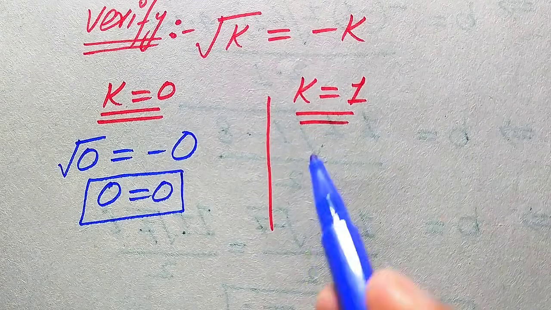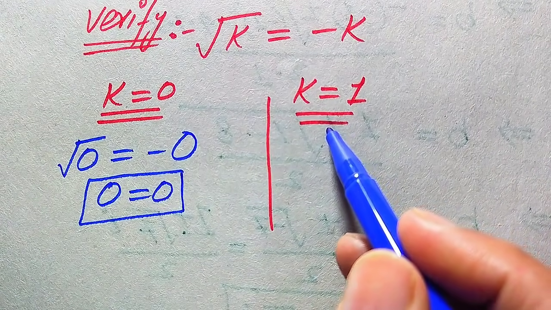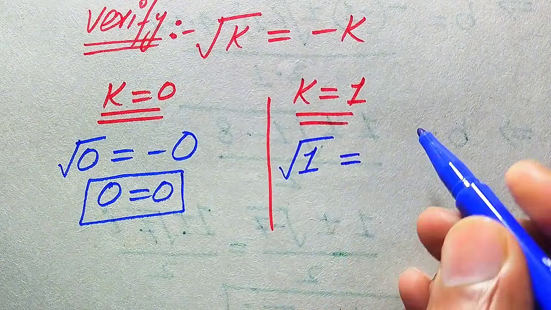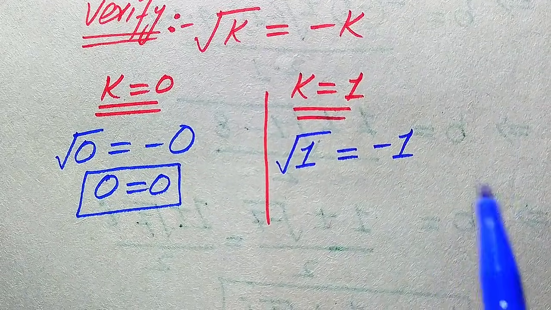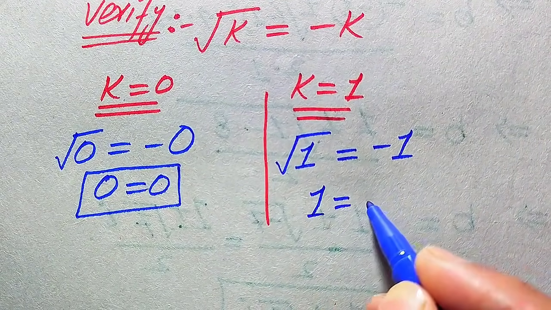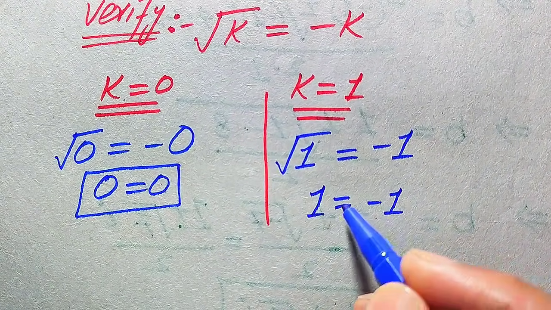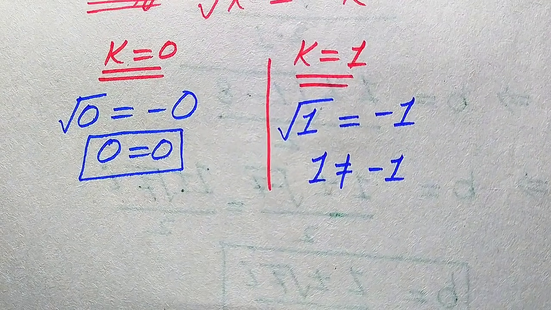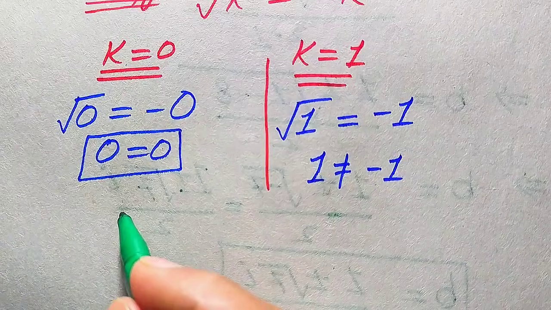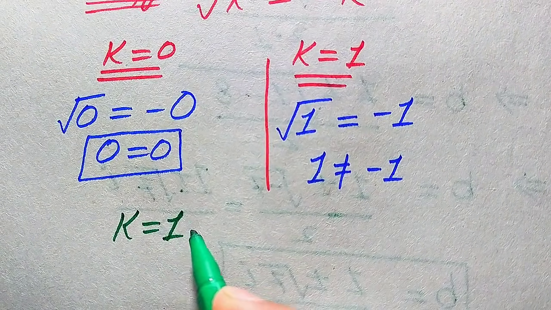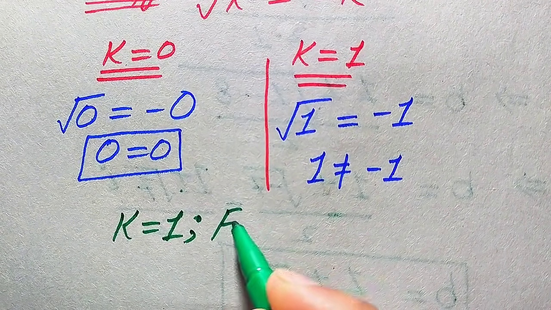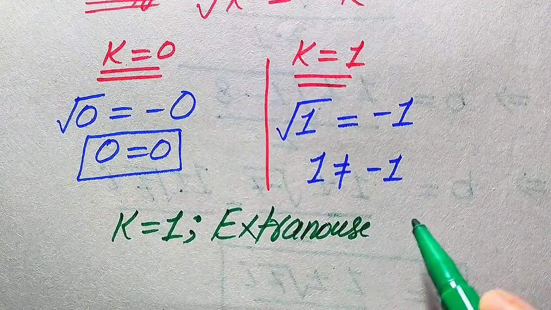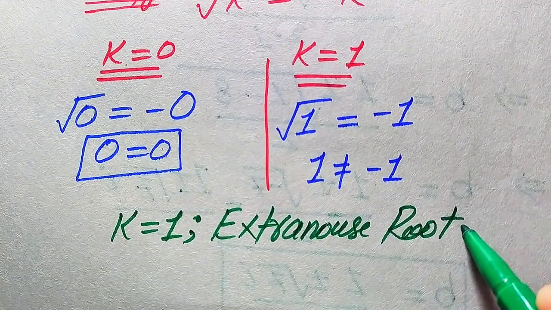Now in the same pattern we verify the second value of k. We put this value of k on both sides, and it is written as the square root of 1 equals minus 1, and we clearly see this is 1 equals minus 1. This shows that both sides are not equal, which means that k equals 1 does not satisfy our given question statement, so we call k equals 1 an extraneous root of the given equation.